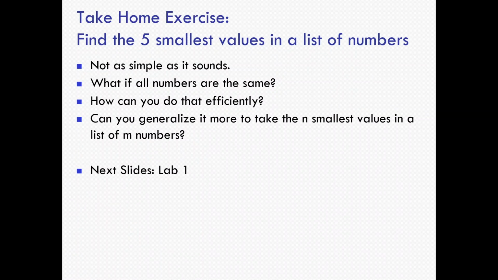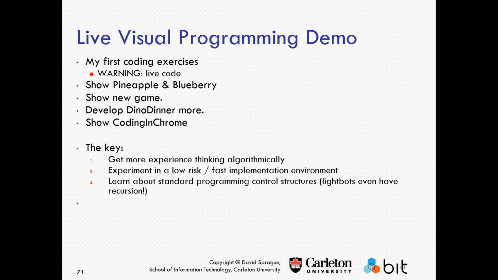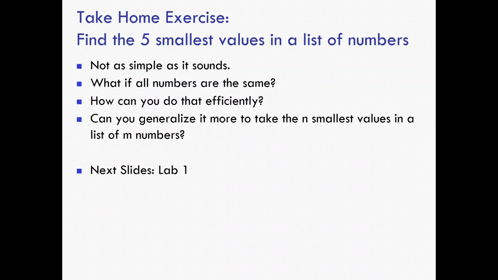All right, so here's our take-home exercise before I get to doing a lab video. I want you to be looking at how you would find the five smallest values in a list of numbers. We don't know how big the list is, just say it has n numbers or list-size worth of numbers. I want you to find the five smallest values. What if all the values are the same? What if the numbers are negative? What if the numbers are positive? What if they're fractions? You don't know. How can we do it efficiently?